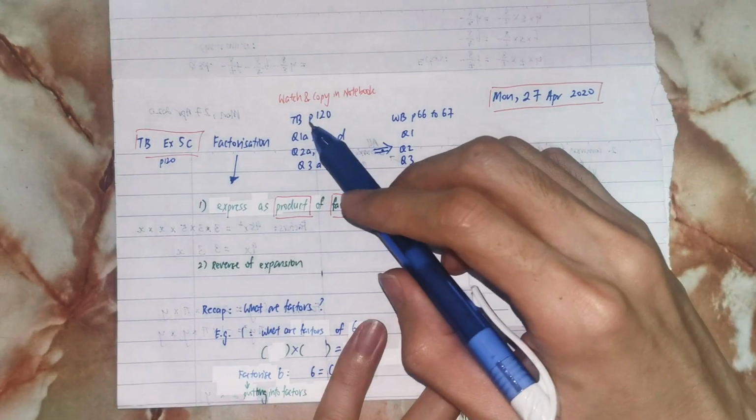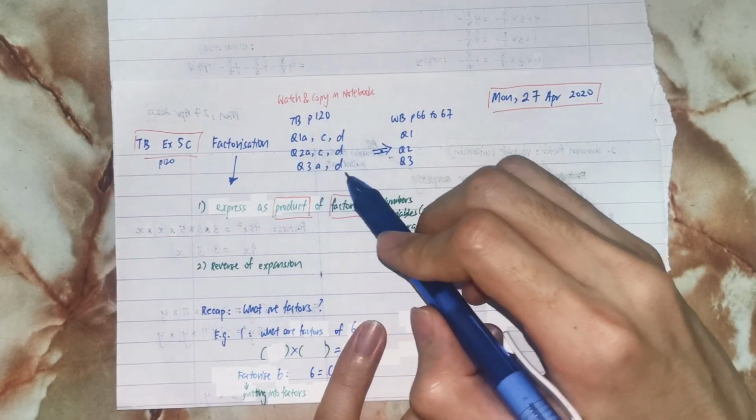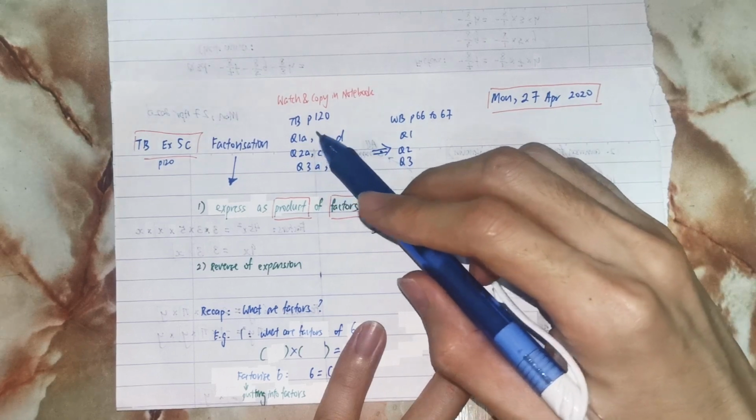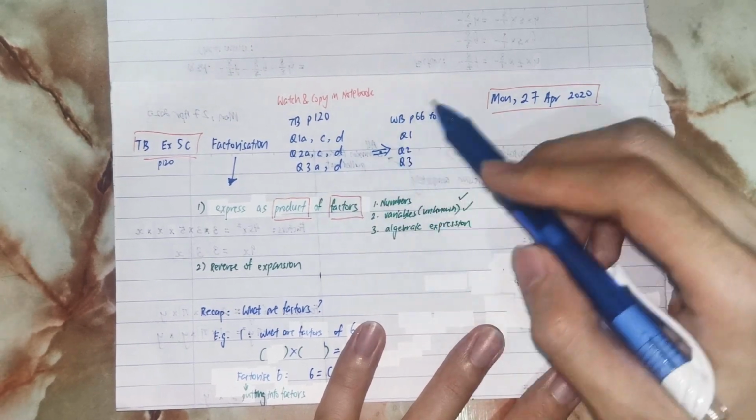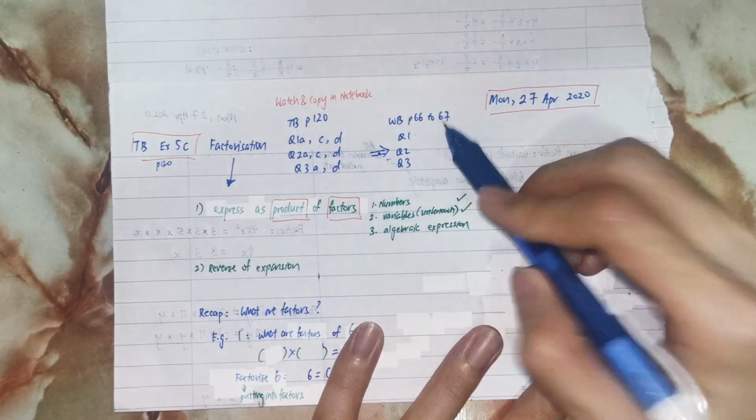Okay, so we'll be looking at textbook page 120, question 1ACD, 2ACD, 3AD, and after doing all these questions 1, 2, 3, you'll continue to do question 1, 2, 3 for workbook pages 66 to 67.